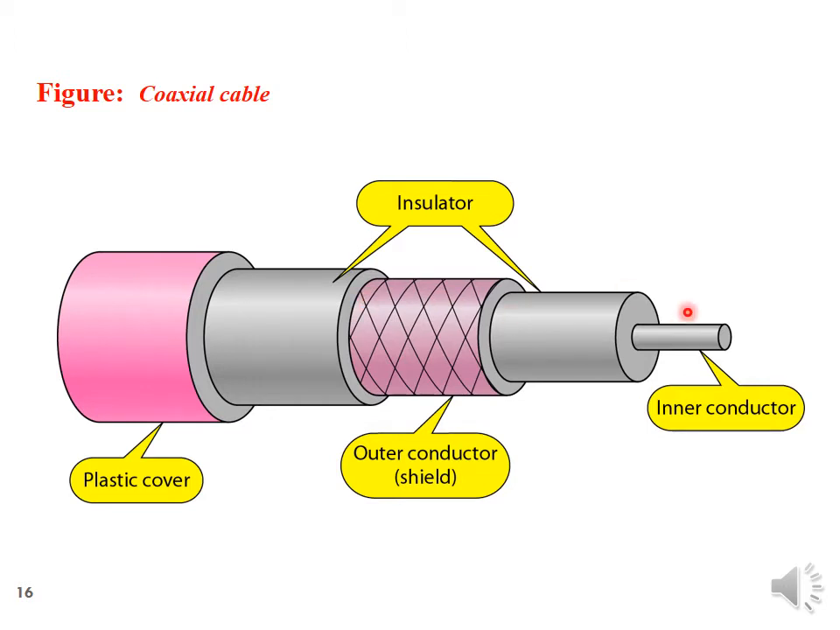Compared to twisted pair cable, here there is only a single copper wire, whereas in twisted pair cable there were two copper wires which were twisted together.